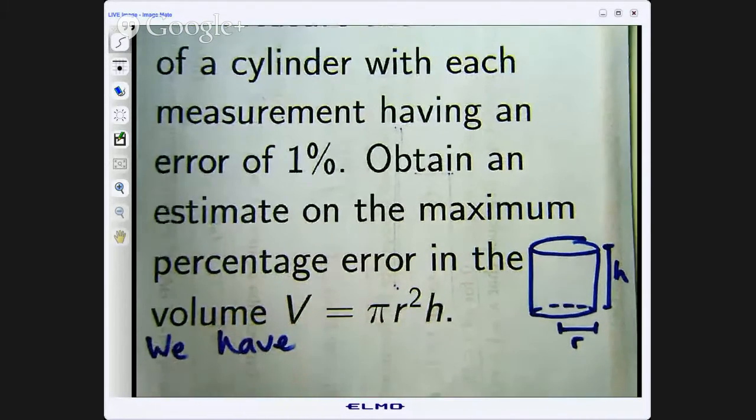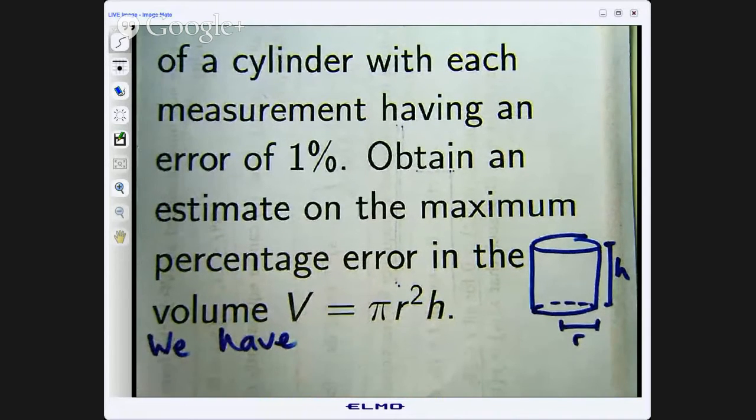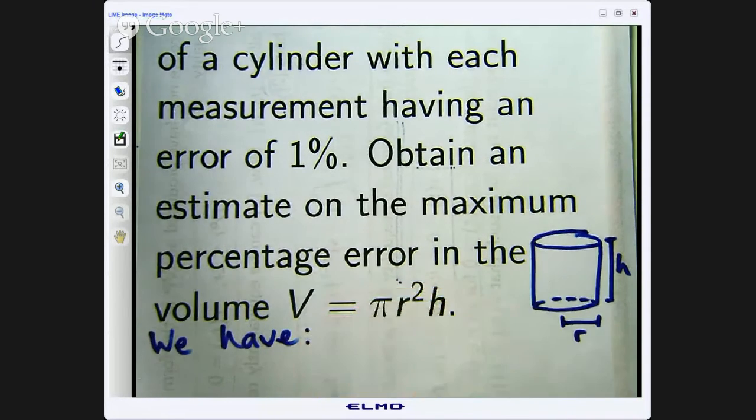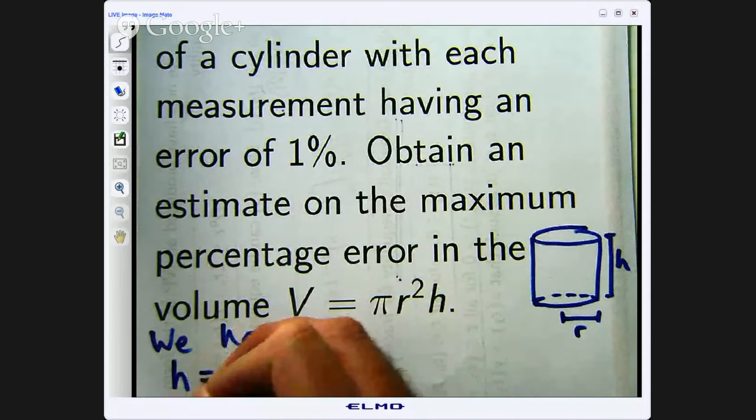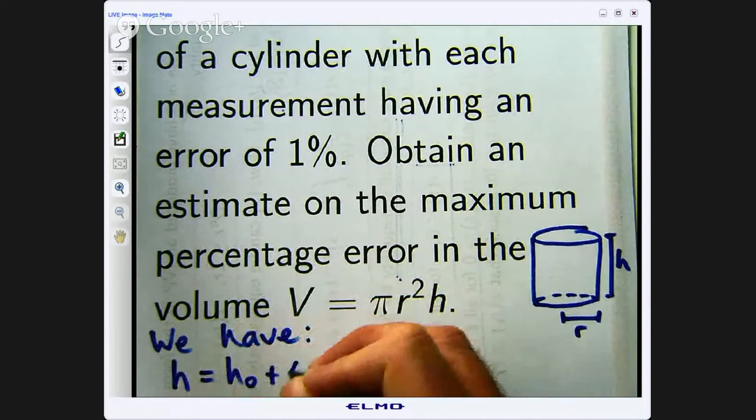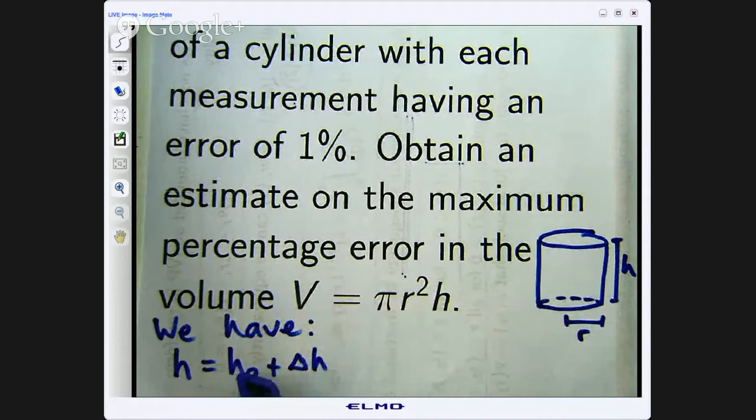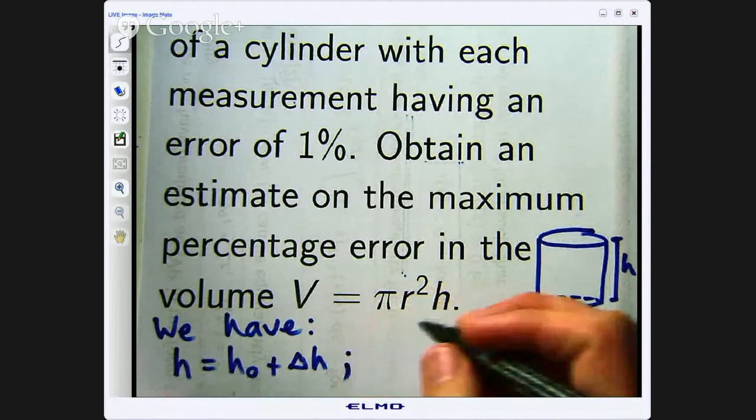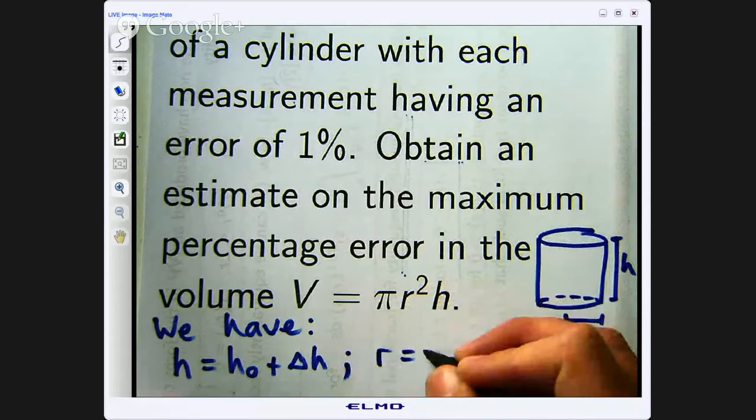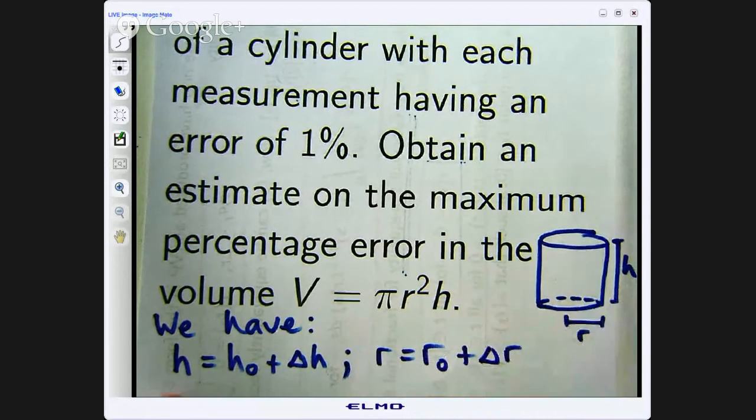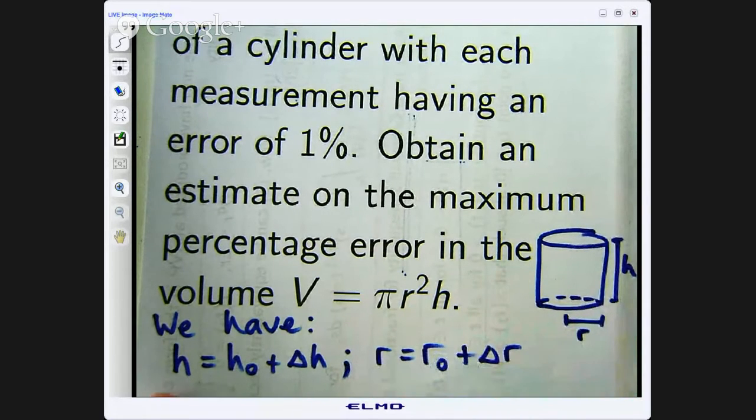We have the following. So let H naught be the computed value and delta H be the difference between a computed value and the real height, and the same with R. So R naught is our measured value and delta R takes care of the error in our measurement.